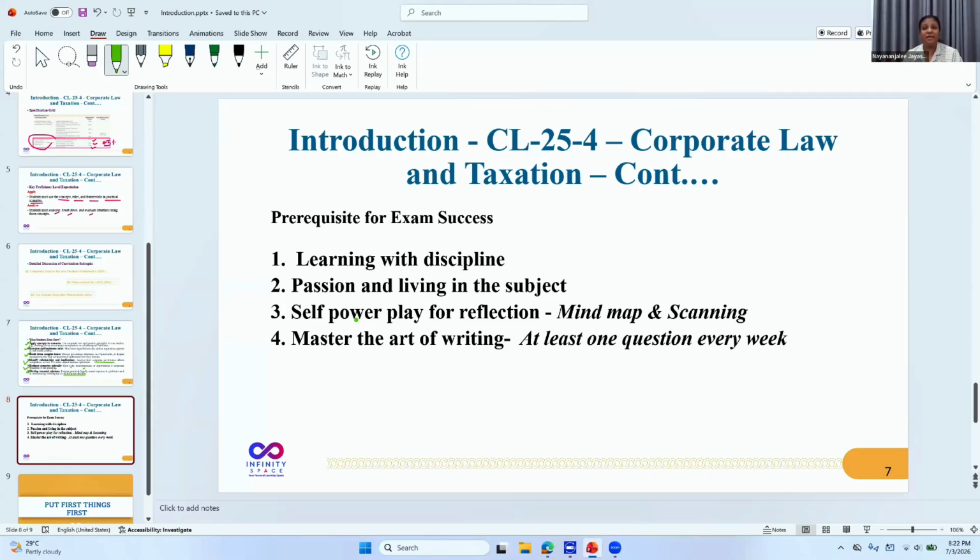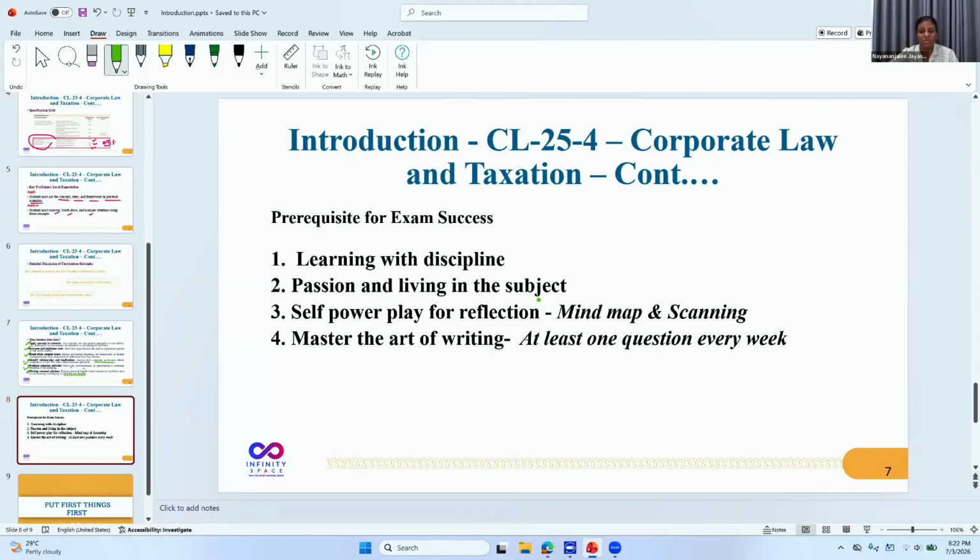Then under that situation, if something happens, anything can happen. Then therefore, you have to learn with discipline. Then, sorry, the fashion and the living in the subject.